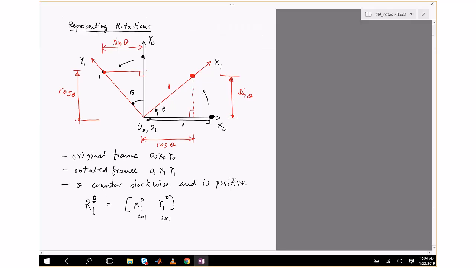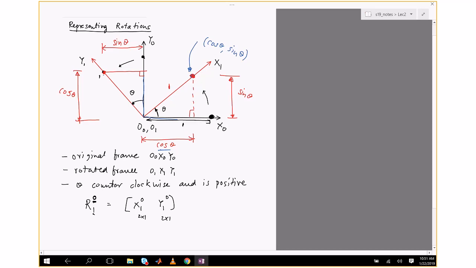Okay, so now what I can do is try to write the coordinates of this point. The x coordinate is cosine theta. The y coordinate is sine theta. Sorry, it's positive sine theta, right? Because this point is in the positive quadrant, x1. Its coordinates are positive. Cosine theta is positive, sine theta is positive.